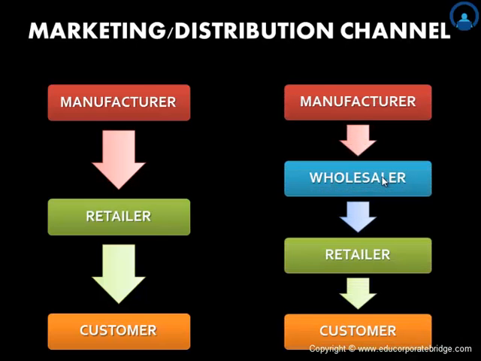The third type of distribution channel is the one wherein there are two intermediaries, that is the wholesaler and the retailer. Over here, the wholesaler is considered the stockist, which stocks the products with itself and supplies the products in bulk to the retailer. The retailer, as we know, breaks the bulk and supplies it further to the customer.